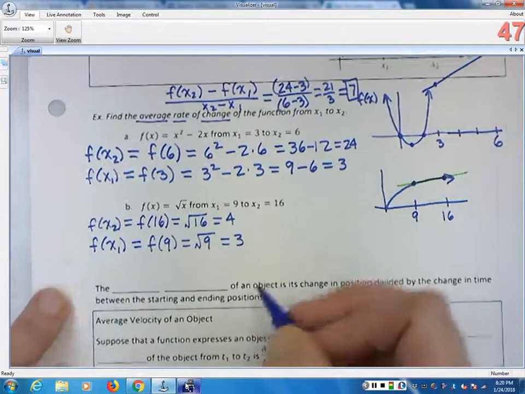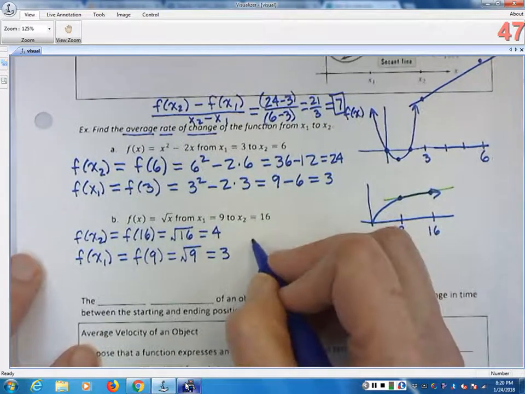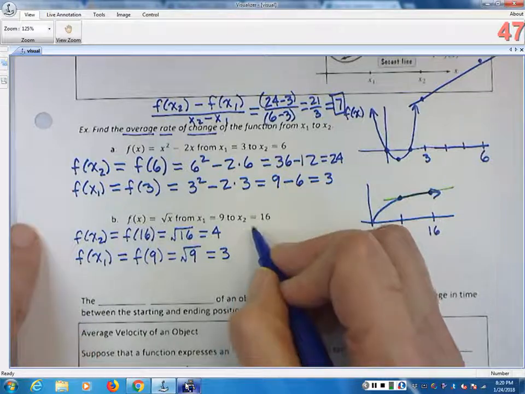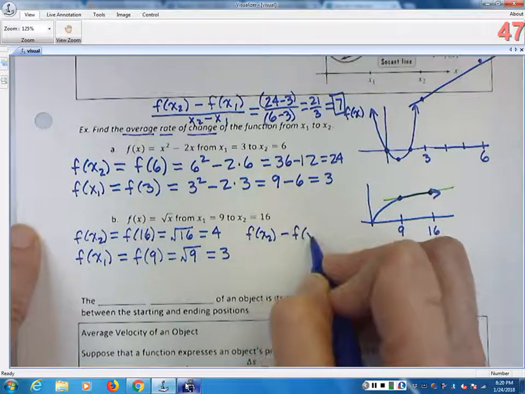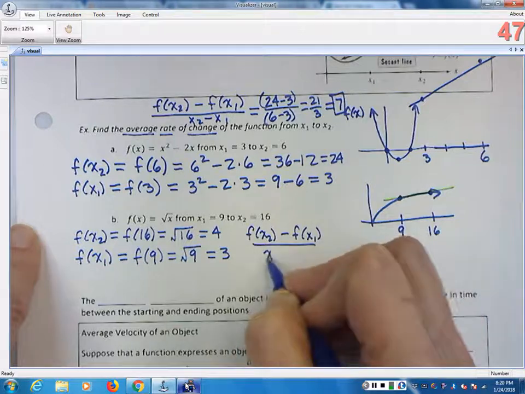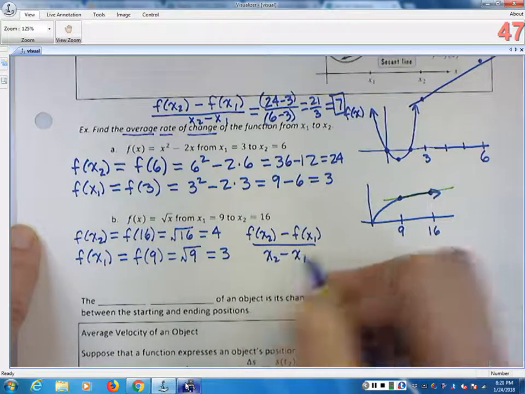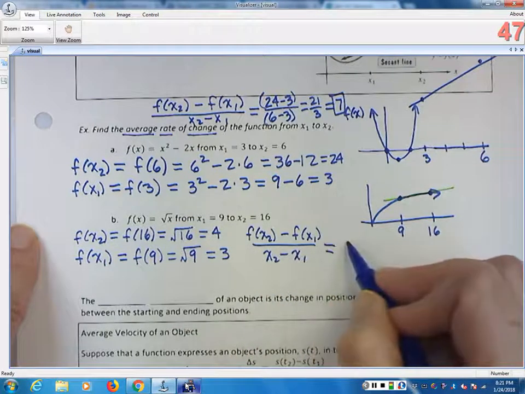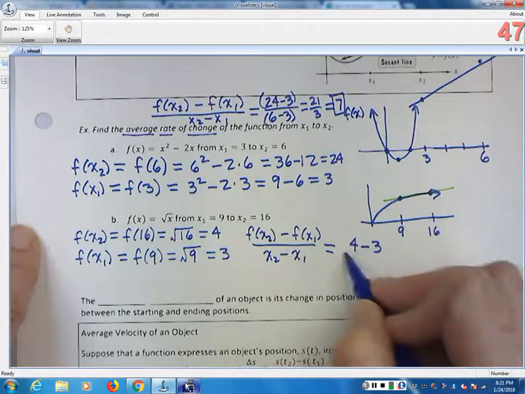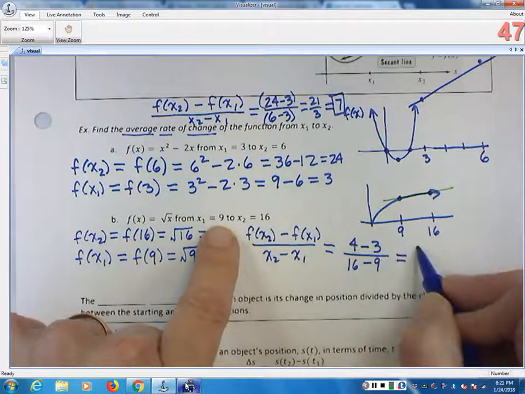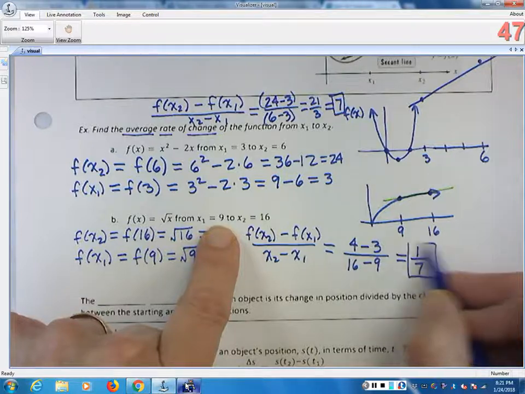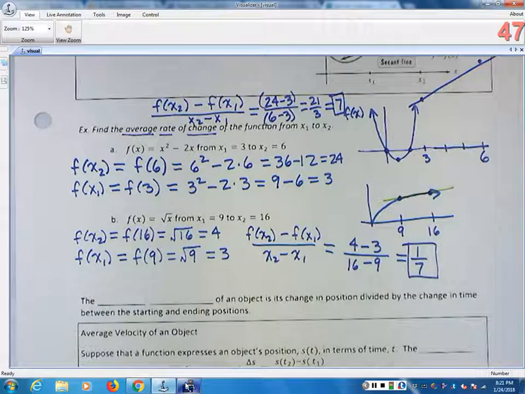Now we can take the average rate of change is f of x2 minus f of x1 divided by x2 minus x1, is 4 minus 3 over 16 minus 9, is 1/7. So the slope of this line is 1/7.